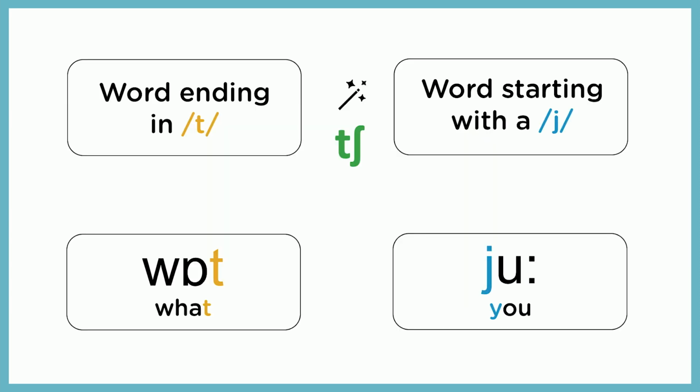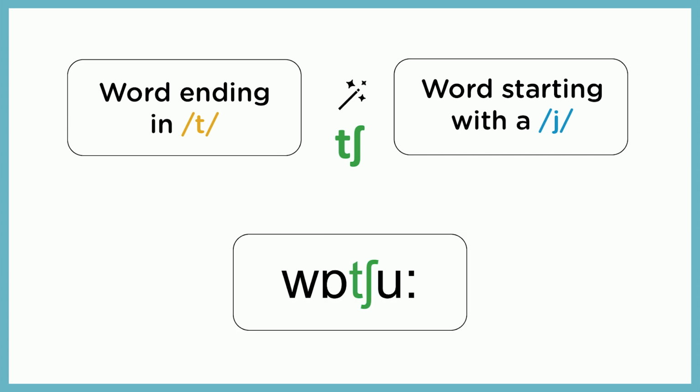Cool. So here is our first rule. When the first word ends in the t sound and the next word starts with a y sound, for example, what and you, we change it to what you. What you gonna do? What you doing? This is a super common rule and one of the most helpful that you'll hear today.